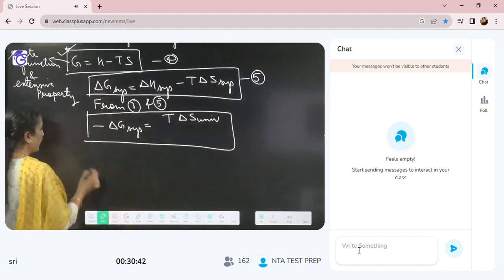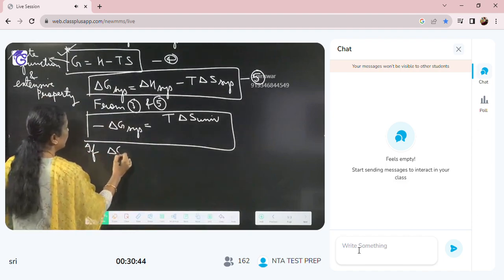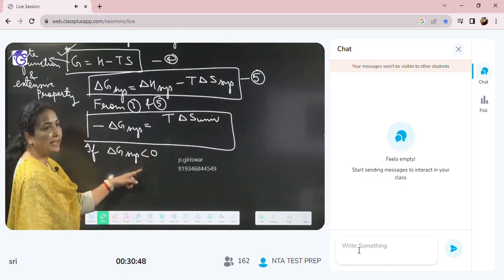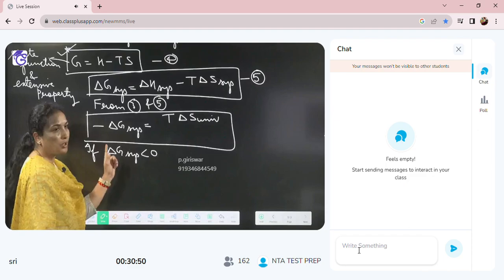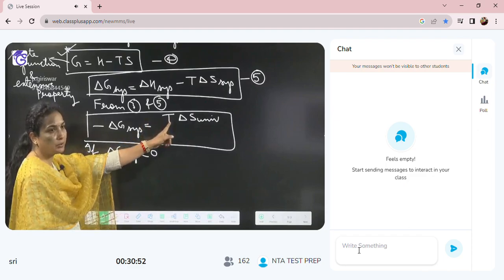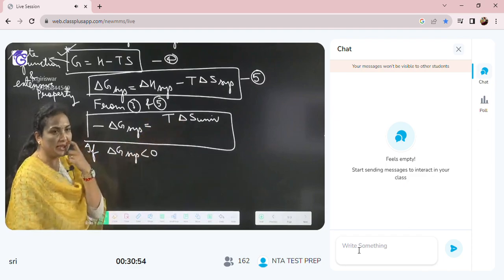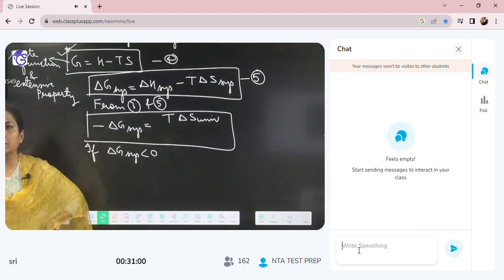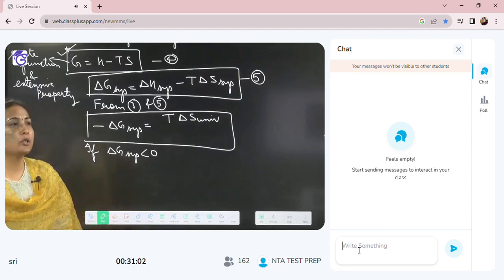Suppose delta G system is less than 0, which means it is negative. Negative will become positive. Temperature is always a positive value in Kelvin. So will you be getting delta S universe greater than 0? And what does delta S universe greater than 0 tell you? Is it spontaneous or non-spontaneous?